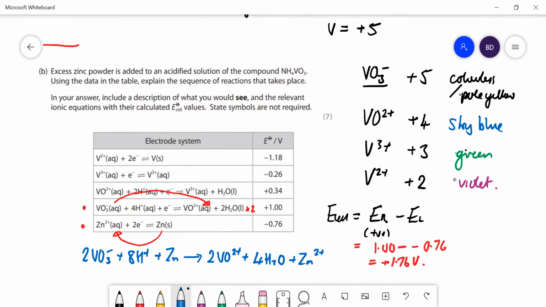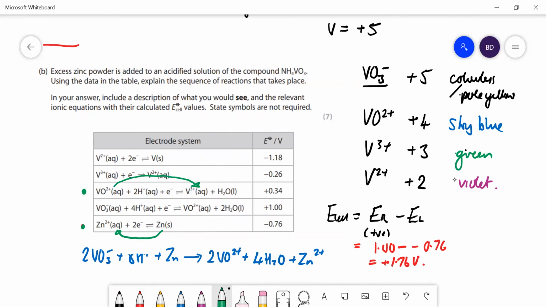Now, in doing so, we have formed this species VO2 plus, and look, we've got a half equation here. So let's see what would happen there. Can the zinc then react with that? We can see that the zinc would react with it because once again, look at these two: the zinc and the vanadium, the VO2 plus one there. Zinc is way more negative, so that's going to go backwards, giving out the electrons. This is more positive, so that's going to go forwards, taking in the electrons.